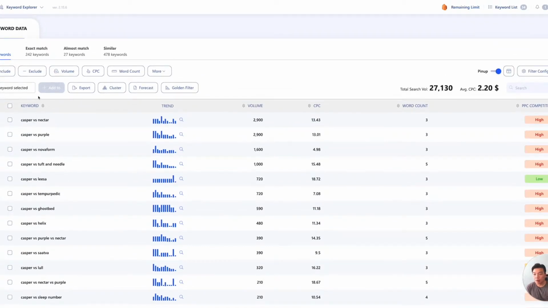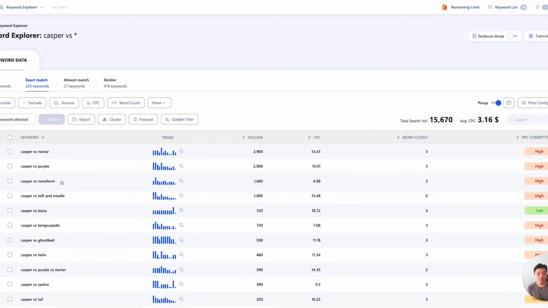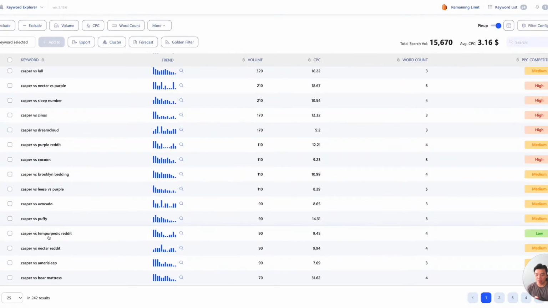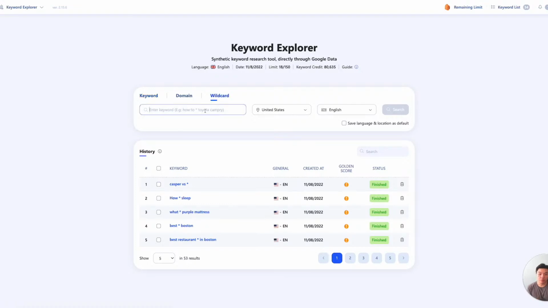And right away you'll see 242 keywords of Casper versus, and these are all user generated. So from here you will be able to explore, let's say this is Casper versus, and they go versus a bunch of different brands. You can do the same thing with Purple.